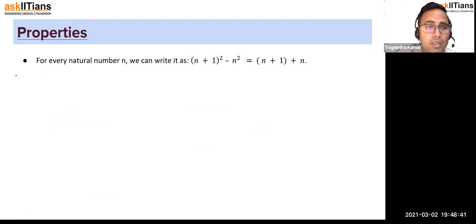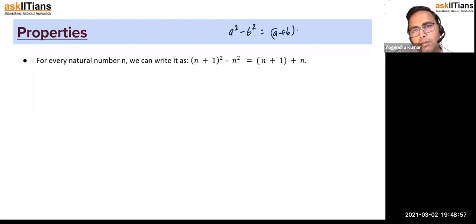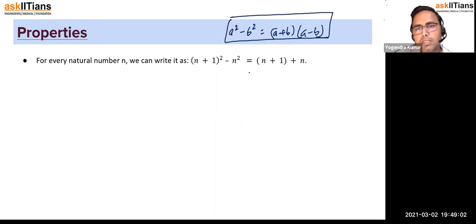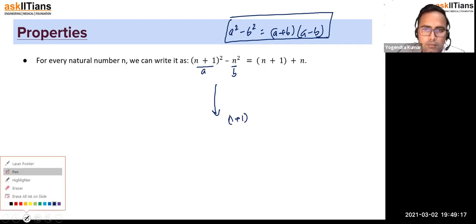Now this property: for every natural number n, we can write the square of the next number to n. Some number is there, n, and the next number's square. If you remember this identity, a plus b and a minus b, this identity is actually applied here. So this is our a, this is b. So we can write down here n plus 1, right? Okay, one minute. I need to make a correction here.